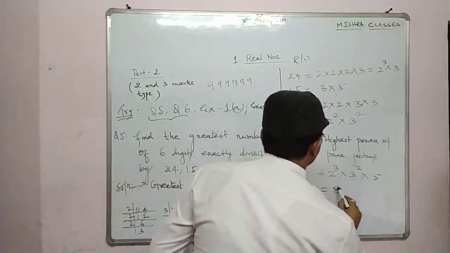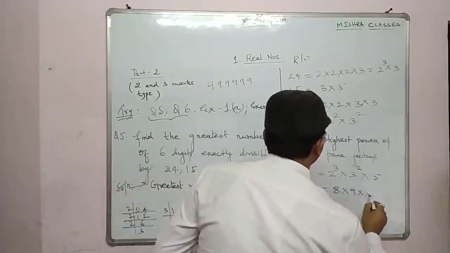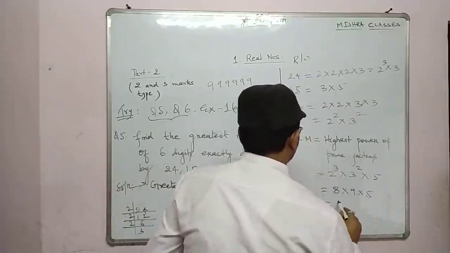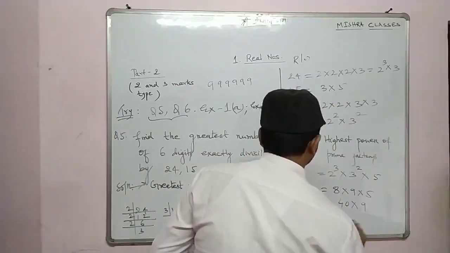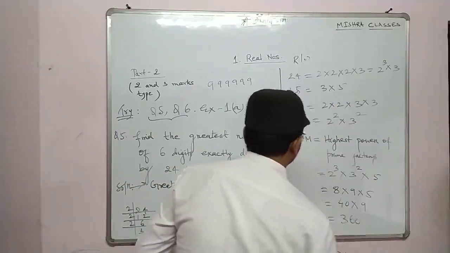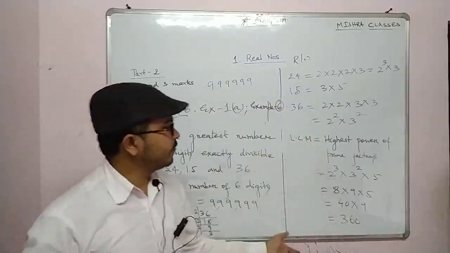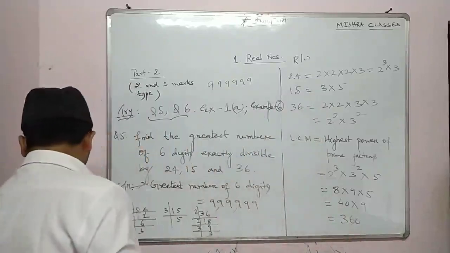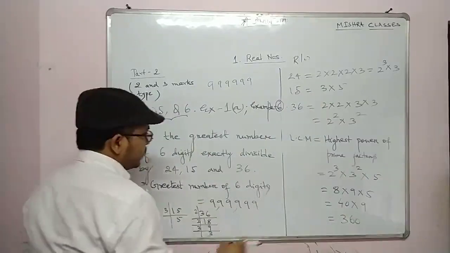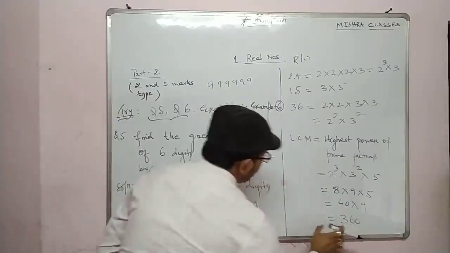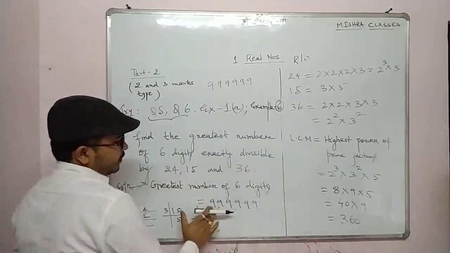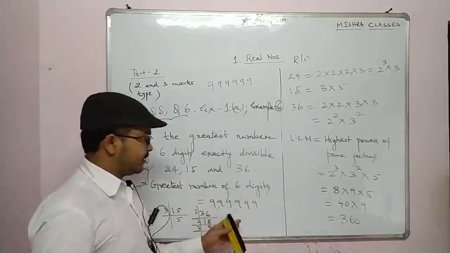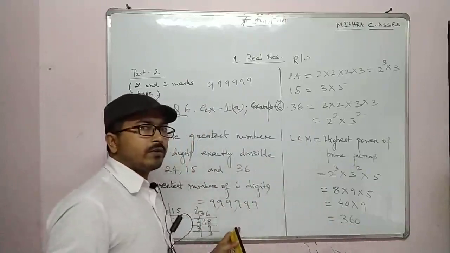2 power 3 is 8. 9 into 5, 5 eights are 40. 40 into 9 is how much? 360. Now, after finding the LCM, we have this number 360. So what will we do? We will take this 360 and the bigger number, and we'll find the HCF of these two numbers. Is it clear?